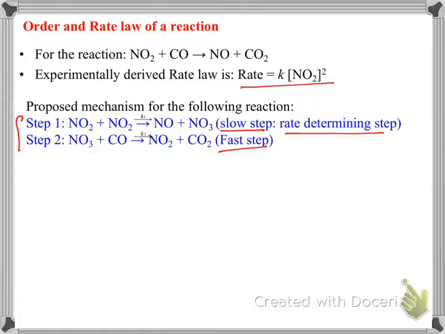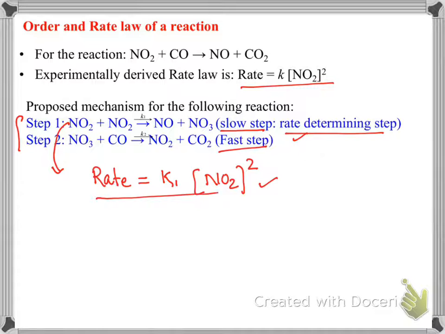So if step 1 is the rate determining step, then I can write the rate equals k1, and there are two NO2 molecules, so [NO2] squared. Looking at the rate determining step, if I write the rate like this, then this theoretical rate law is in agreement with the experimental rate law. This supports but does not prove our mechanism.